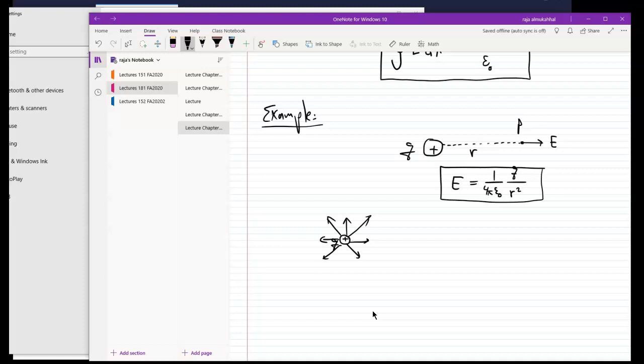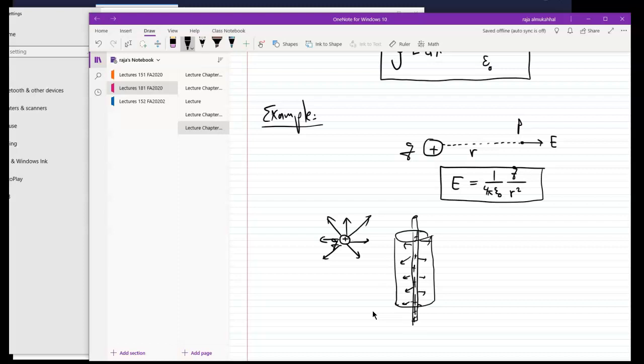However, if I have a thin line of charge like that, let's make it positive as well, like this, then you'll have electric field lines coming out of it. It will have this cylindrical shape to it. You agree with me on that? So those kinds of shapes we refer to as Gaussian surfaces.